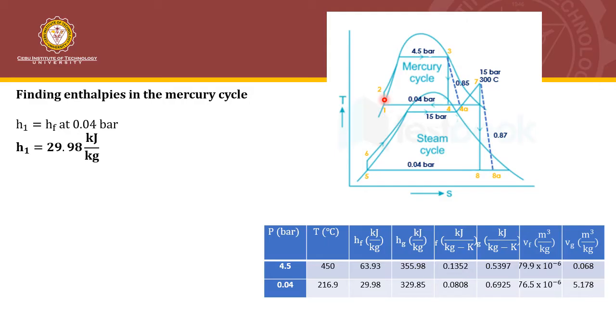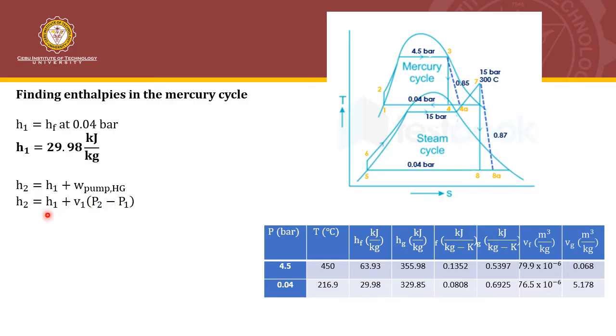In some problems, the pumping is negligible because the value is actually very small. But for this problem, since we have the means to get that value, we're going to solve it by using this formula. H2 equals H1 plus the pumping work for the mercury cycle. We already have H1, so our problem is the pump work, but we can solve that using this alternative formula by multiplying the specific volume at point 1 by the pressure difference across the pump.